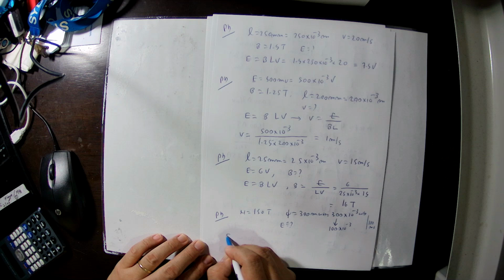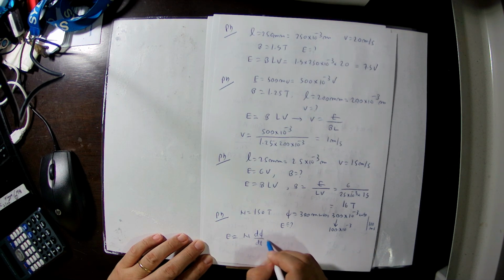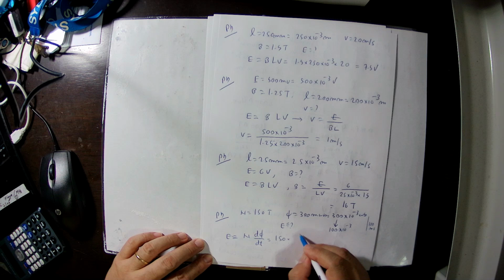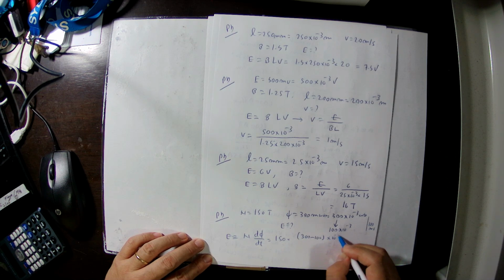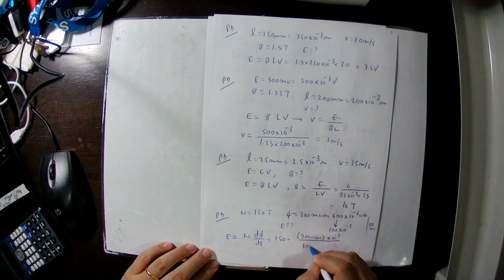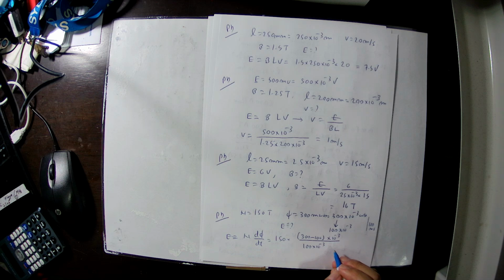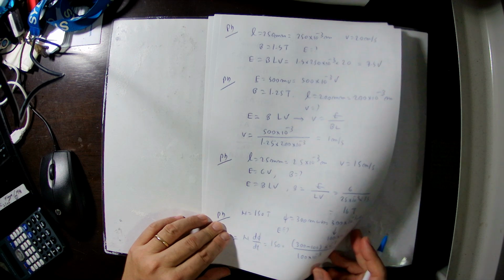So we calculate E. E equals N dΦ by dt, with N equal to 150 and dΦ equal to 300 minus 100 times 10 power minus 3. Time is 100 milliseconds. By solving this, we get 300 volts. So this is the answer.